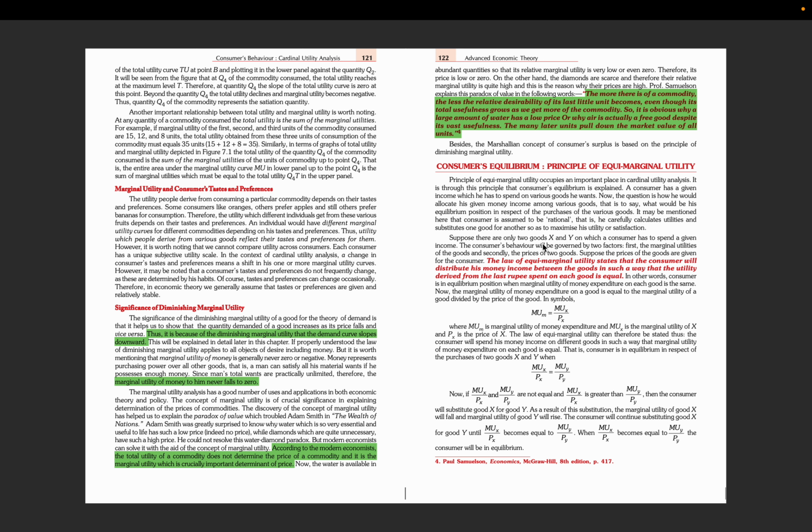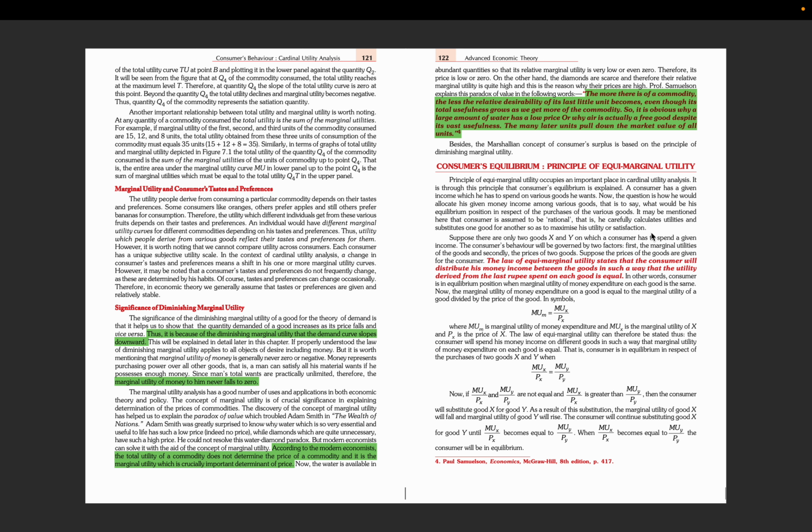Now the question is how he would allocate his given money income among various goods, that is to say, what would be his equilibrium position in respect to the purchases of the various goods. So we're basically going to see how he's going to allocate the given money amongst the various goods that are present in the economy or the market.